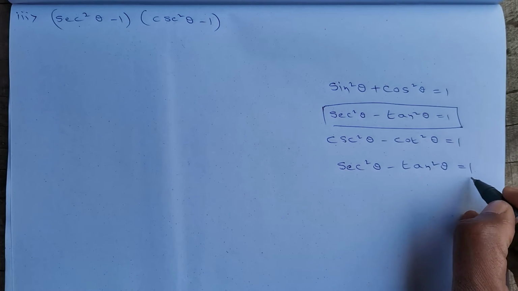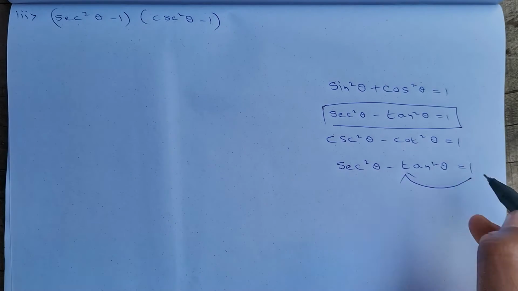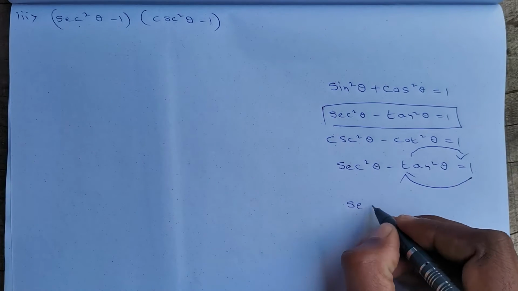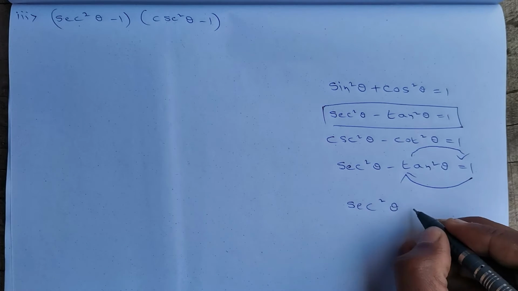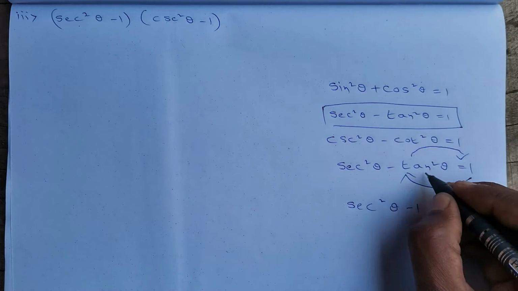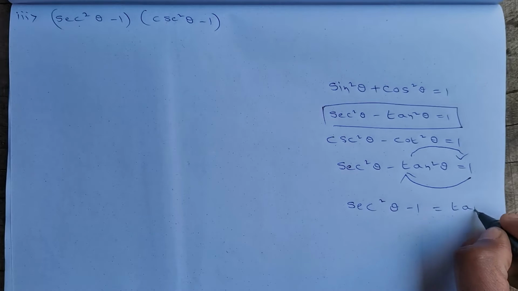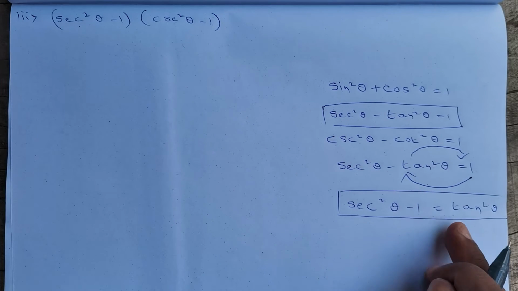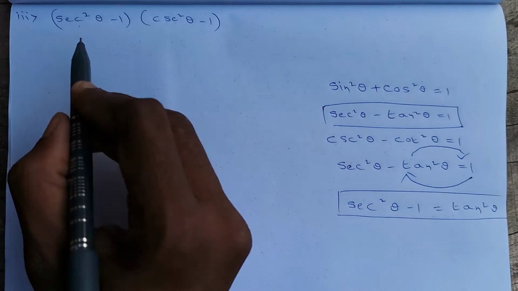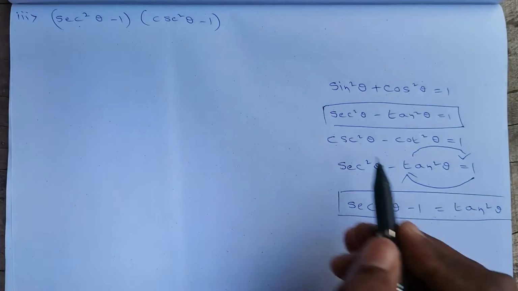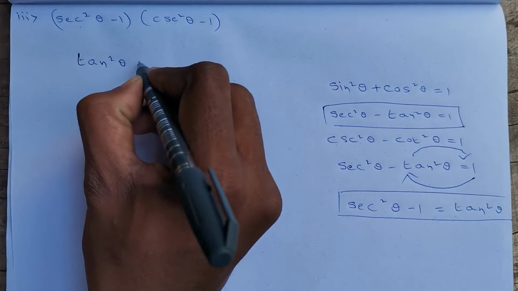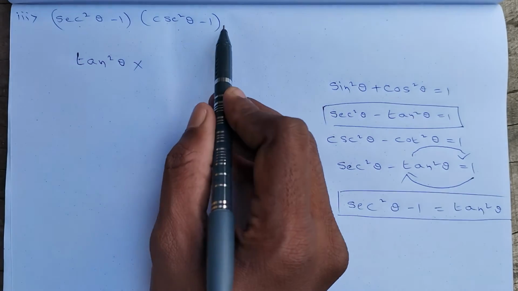So what I will do, I will bring this plus 1 to the left side and I will take minus tan square theta to the right side. So we will get secant square theta, plus 1 will become minus 1, equals minus tan square theta will become plus tan square theta. So secant square theta minus 1 is nothing but tan square theta. So for secant square theta minus 1, I will substitute tan square theta, into cosecant square theta minus 1.